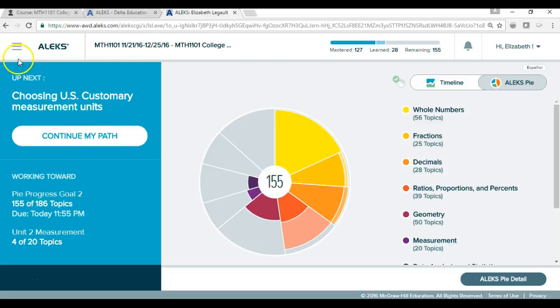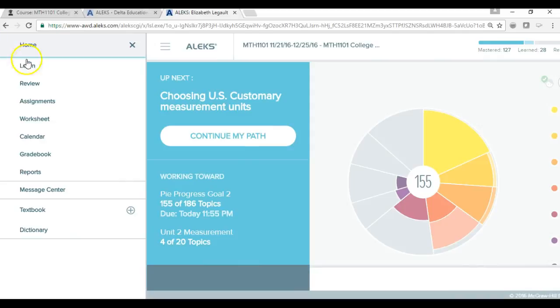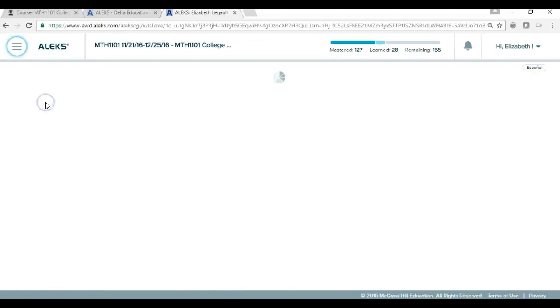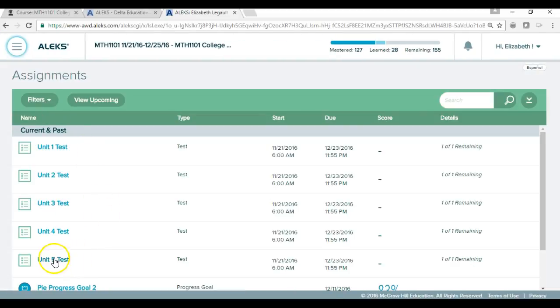Let's go over how to access the test. You're going to click on your menu. You're going to click on Assignments, and then you're going to click on Unit 5 Tests.